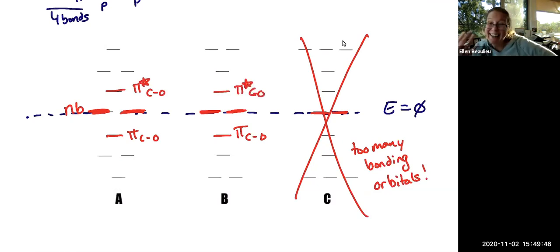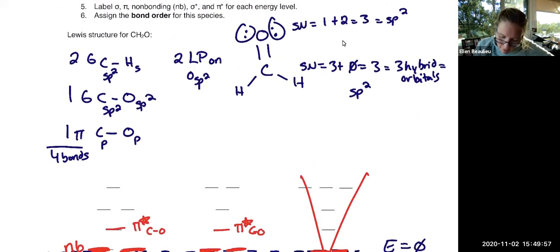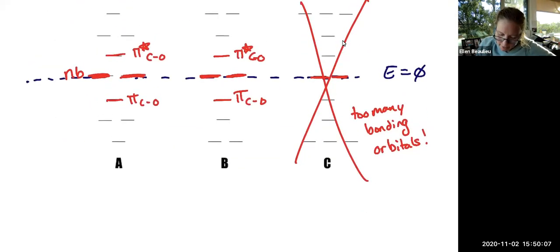Well, still, I can't eliminate either of these diagrams. They could still both be the correct answer. So let's think about the remaining bond types. I have one sigma bond that's CO, and I have two sigma bonds that are CH. Here I have two bonding orbitals and one bonding orbital, one bonding orbital and two bonding orbitals.